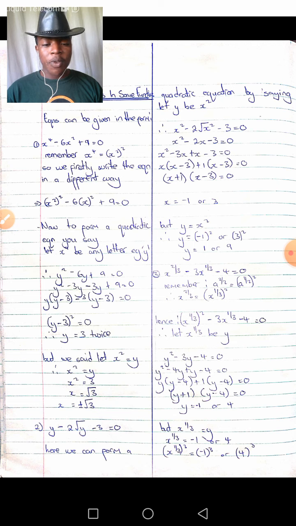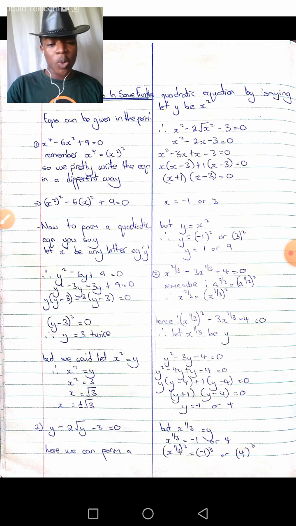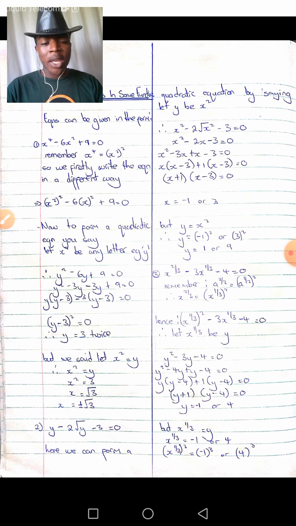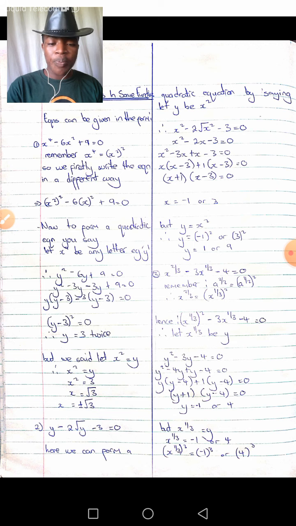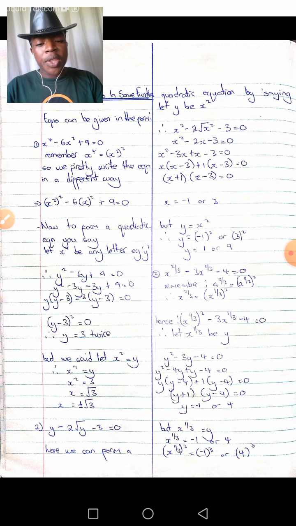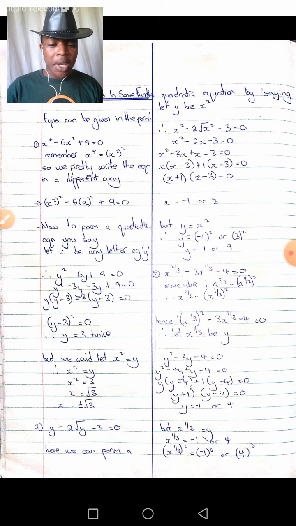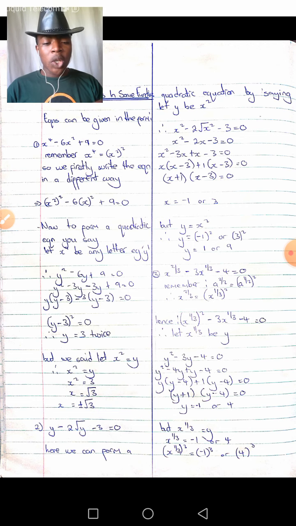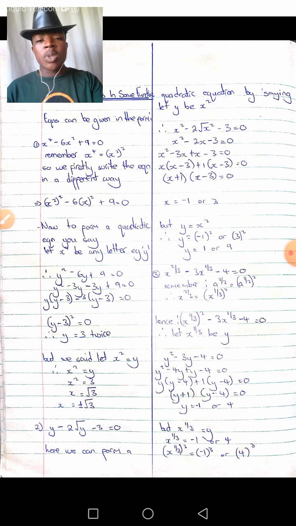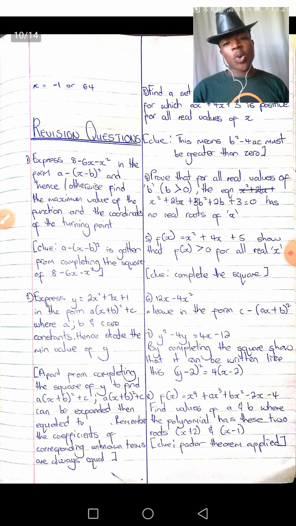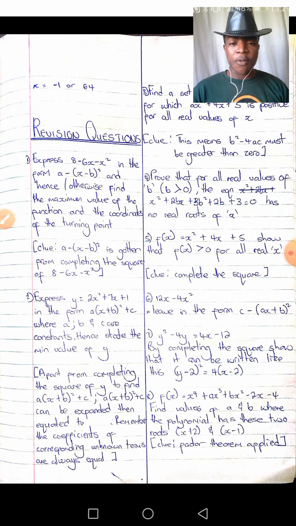But x to the power of a third is equal to y, right? We said x to the power of a third, let it be y. The values that we got for y are negative 1 and 4. So you're saying x to the power of a third is equal to negative 1 or 4. Right? To remove the third or the cube root from x, you need to cube whatever is on the right hand side. So x is equal to negative 1 cubed or 4 cubed. Finally, you get x is equal to negative 1 or 64.